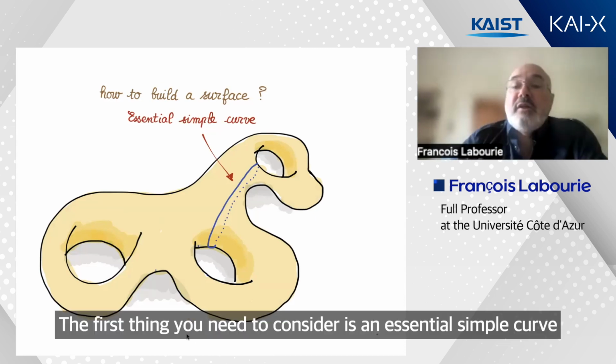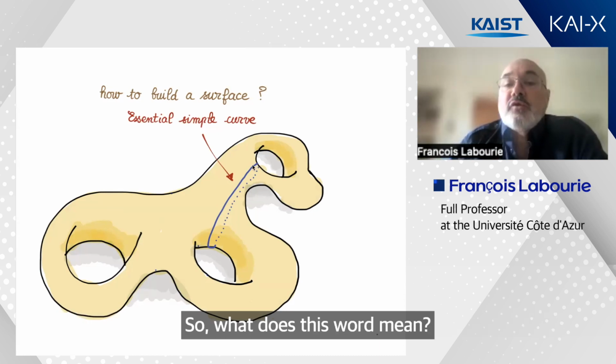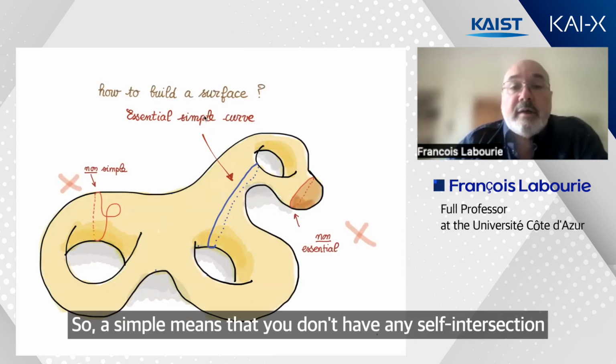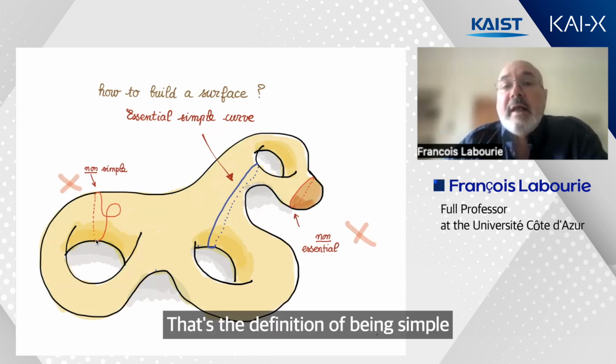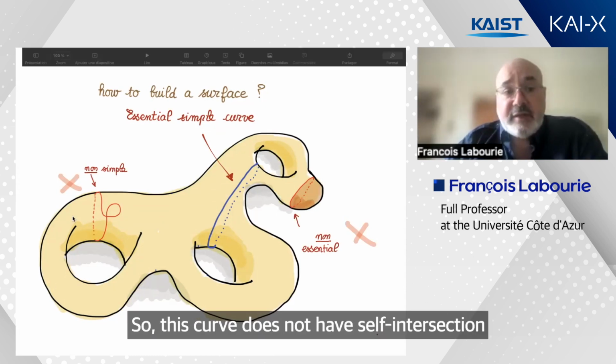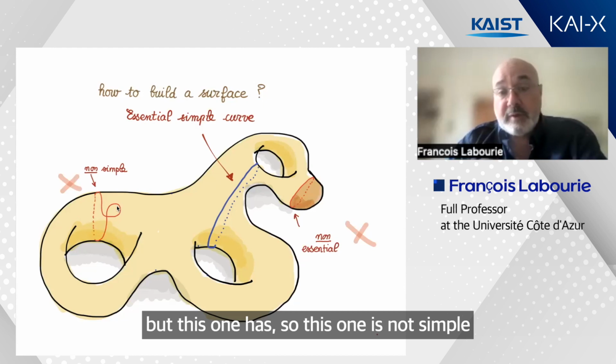The first thing you need to consider are essential simple curves. So what does this phrase mean? You know what a curve is. Simple means that you don't have any self-intersection. That's the definition of being simple. So this curve does not have self-intersection. This one has, so this one is not simple.